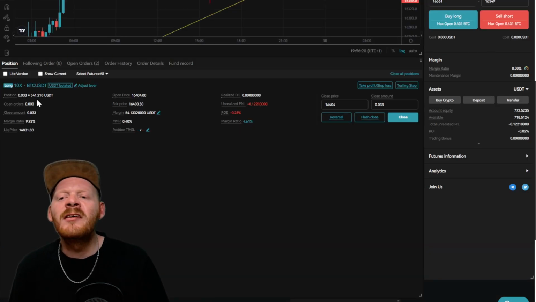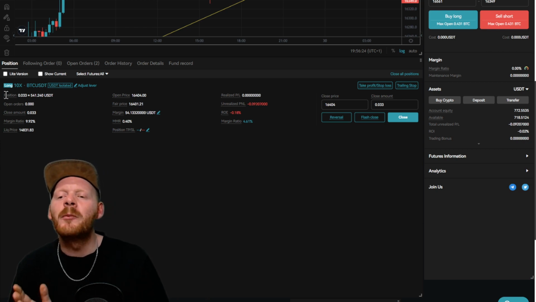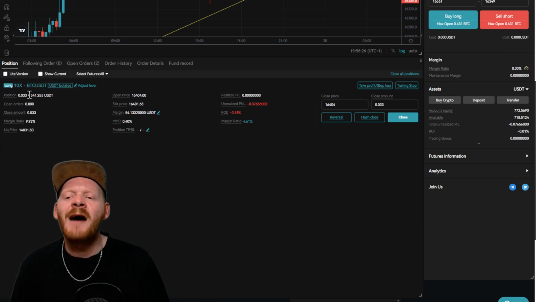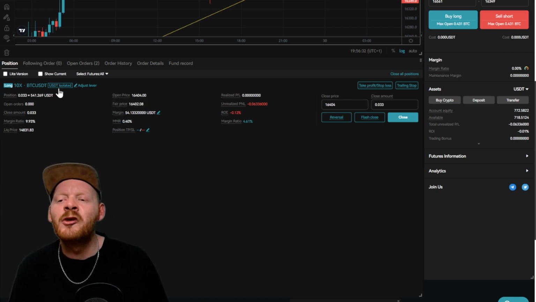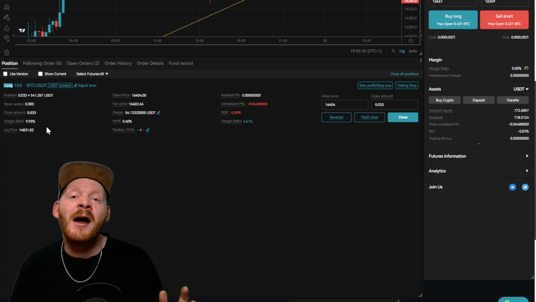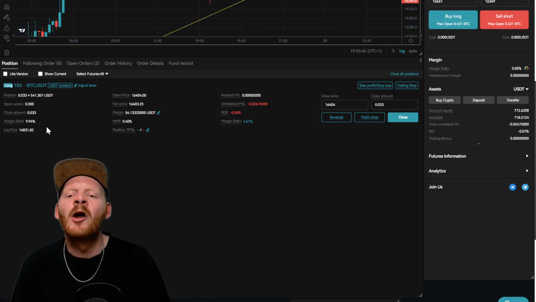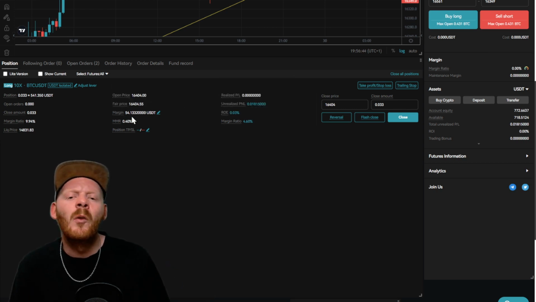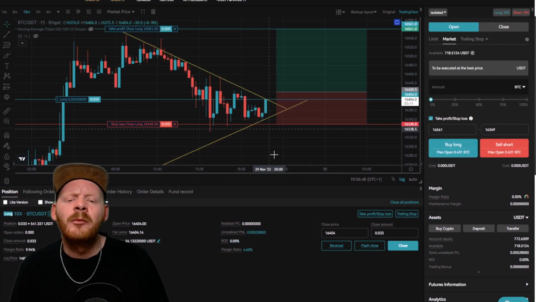So guys, here you can see you have a 10x long position on Bitcoin versus USDT, and your position size is roundabout $541, but you only used a margin of $54. With a 10x leverage, you have a position size of 541. So if the price of Bitcoin goes up by 1%, you're going to make 10% on your $54, which is quite good. And at the moment you can see that Bitcoin is trying to break out.